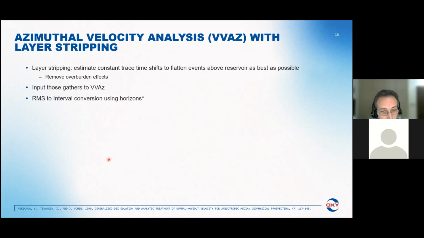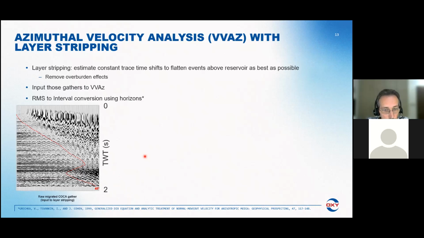Following the Grechka-Tsvankin article, which I reference below, the generalized NMO ellipse equation, I use horizons to convert the azimuthal velocity from RMS to interval. There is a way to do that orthorhombically, but that is not applicable right now here.